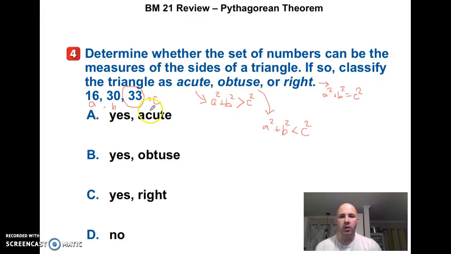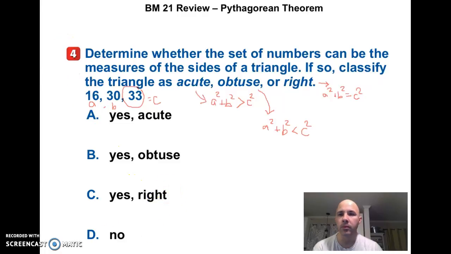So what I will do here is substitute the A squared, B squared, C squared. If it's greater, it's acute. If it's less than, it's obtuse. And if it's equal, it's right. So you should have a little bit of time doing this. Enjoy, and make sure you get the right answer before moving on.